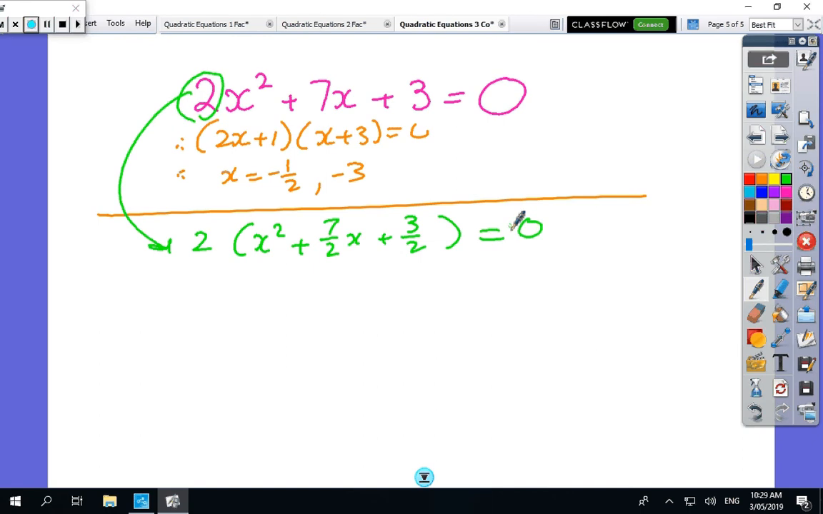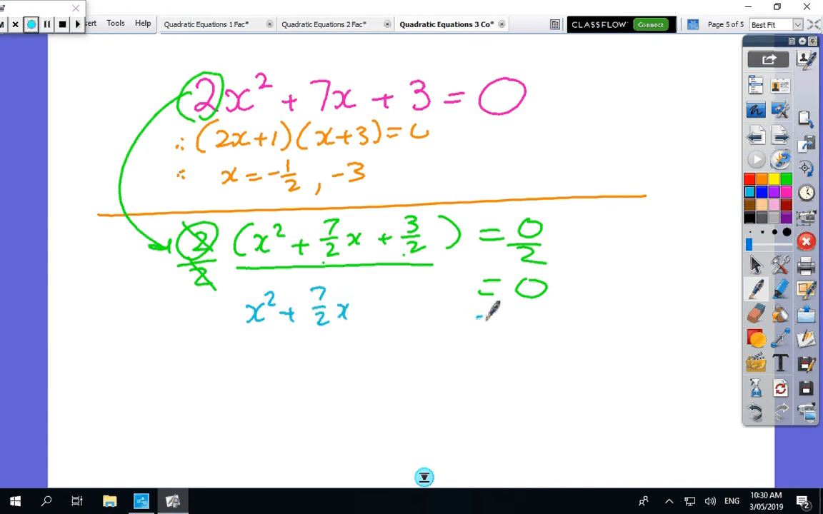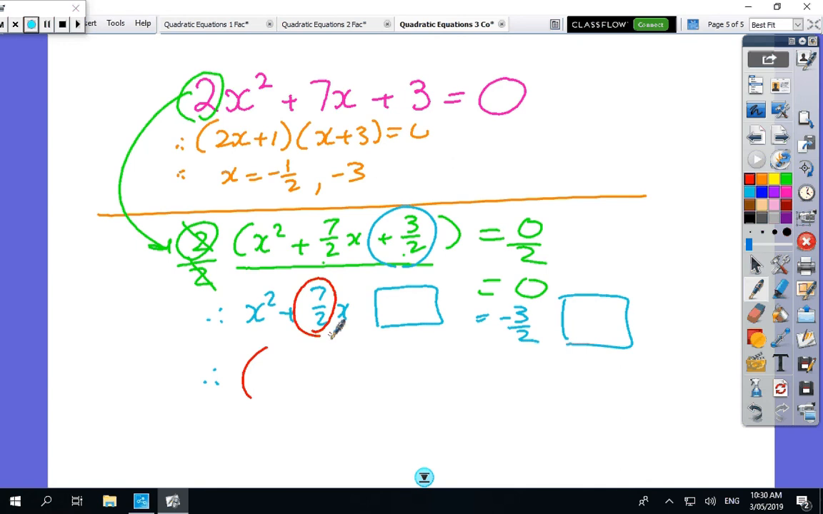Okay. Now, to get this 2 to go away, we divide both sides by 2, and 2 divided by 2 is 1, and 0 divided by 2 is still 0. So that's our quadratic now. But we had to divide through by 2 to change these numbers. So the next step is x squared plus 7 on 2 x, and then plus 3 on 2 becomes minus 3 on 2. So there's a space there for a number, which I'm going to also put there. So the bracket is halve that number. Half of 7 on 2 is going to be 7 on 4. So that's going to be the perfect square.